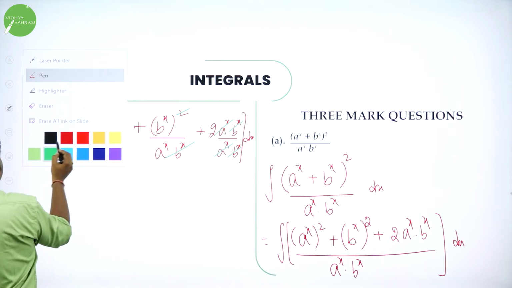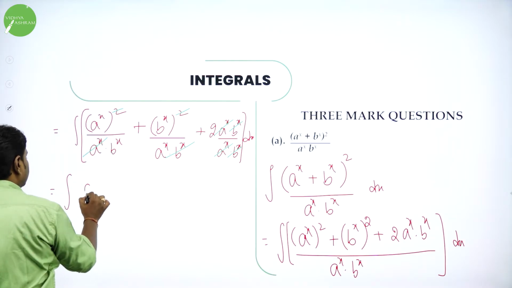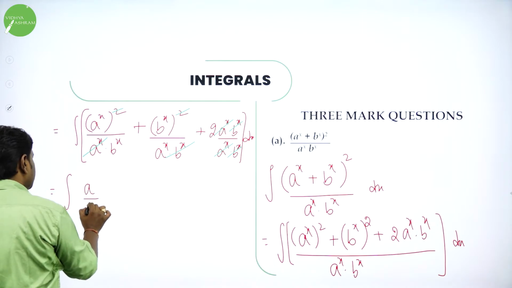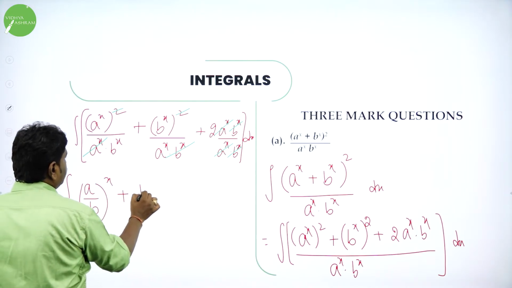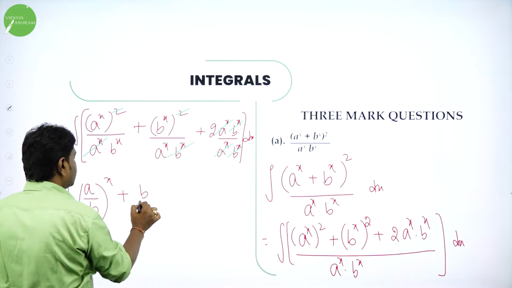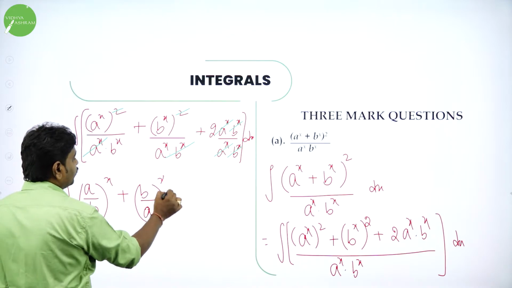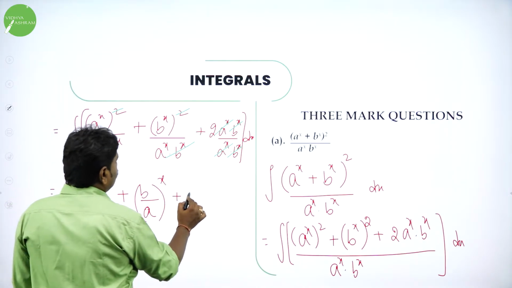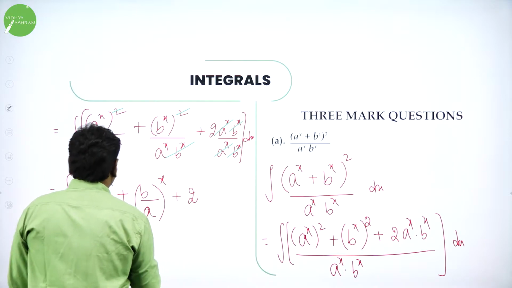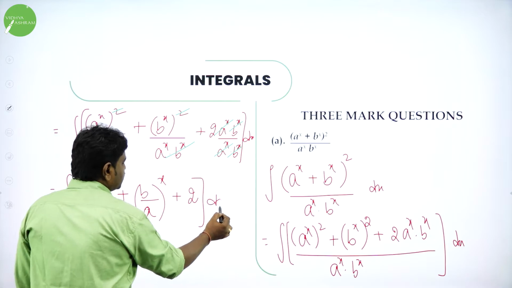So now further remaining terms, integral of, I have a power x by b power x. Can I write it as a by b the whole power x? Then b power x by a power x. I will write it as b by a whole power x plus 2. Now integrate each term. And now integration is easy.